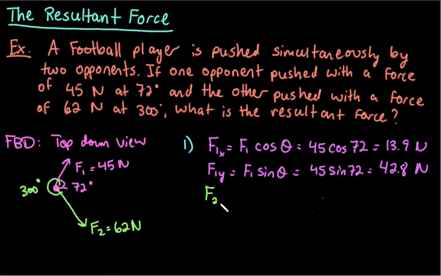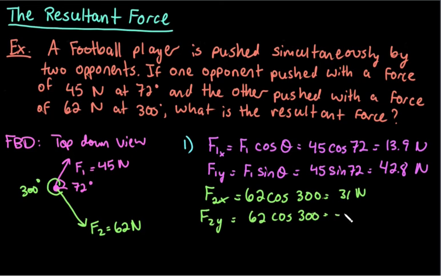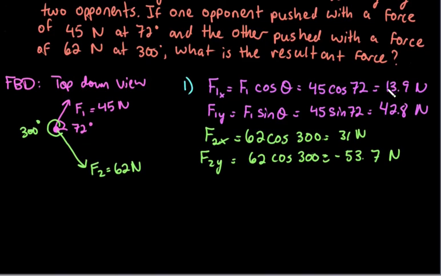Now onto the second force. Same thing, I'm just going to write out my formula with everything input into it. I calculate that. That gives me 31 newtons in the horizontal. And then in the vertical, I will get a negative 53.7 newtons. So we have this part done. Now let's move on to the second part where we are going to add up the x's and we're going to add up the y's.